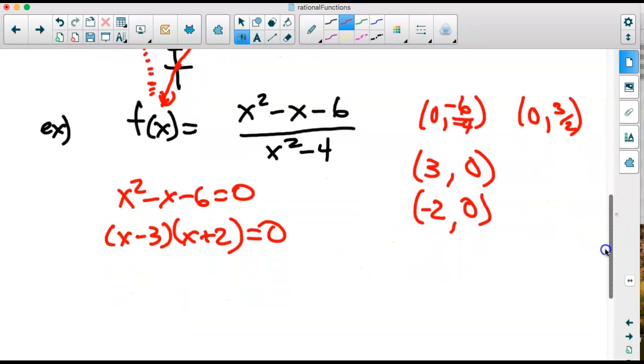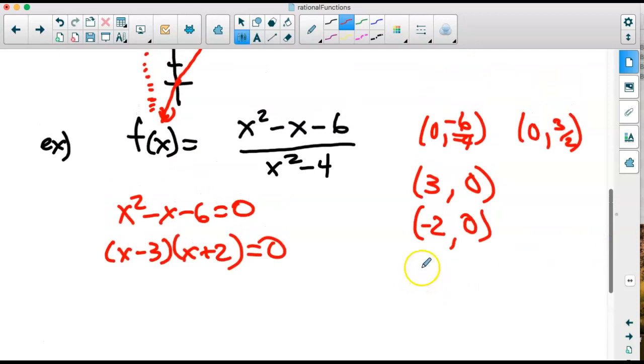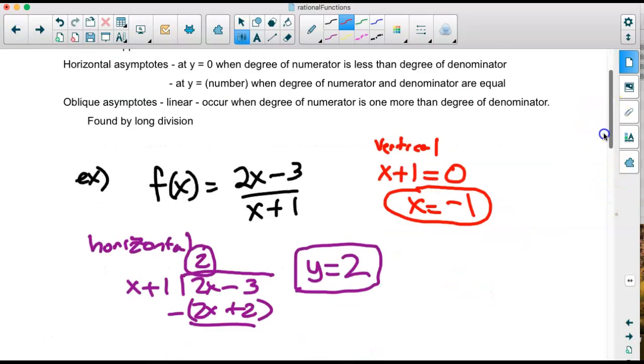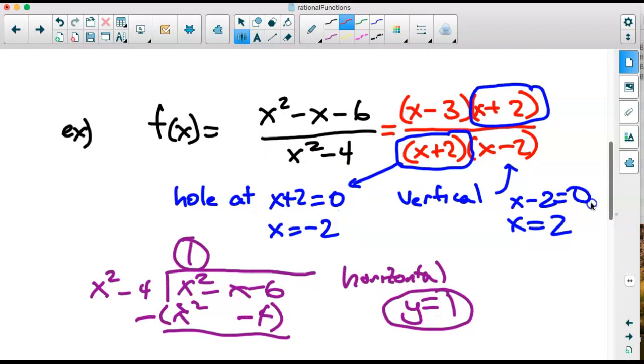Okay, so we have some intercepts, and we know the horizontal asymptote is y equals 1 from the previous thing, and we have a vertical asymptote at x equals 2, and we have a hole at x equals negative 2. Right? That's what we had. Let me go back and look, make sure I remember that correctly. Okay, hole at negative 2. Oh, that's right.